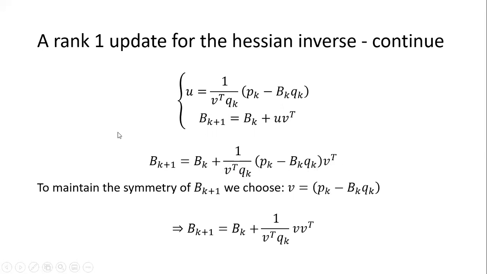As before, we want to maintain Bk plus 1 symmetric, because the inverse of a symmetric matrix is also symmetric. So Bk is the inverse of the Hessian, so it's symmetric, and we want this element to be symmetric. So as before, we will choose v to be this expression, v equals pk minus Bk qk, and then putting it into the rank-one update equation of B, we get that Bk plus 1 equals Bk plus 1 divided by v transpose qk, multiplied by v v transpose. And this is a scalar. This is also a symmetric matrix. And then we get that Bk plus 1 is symmetric.